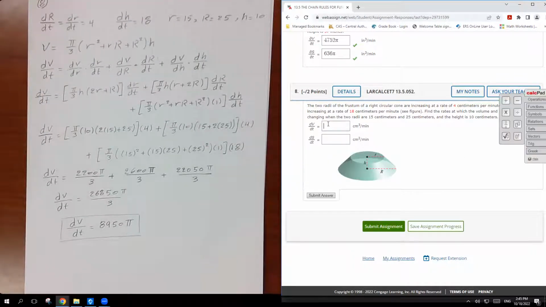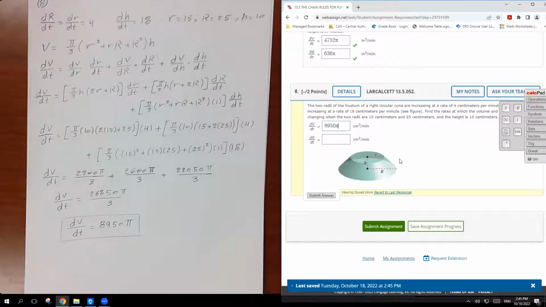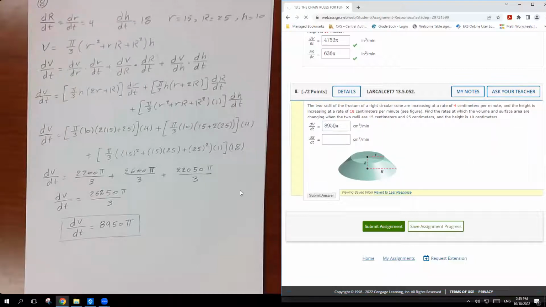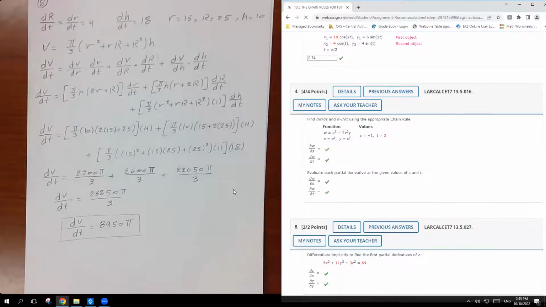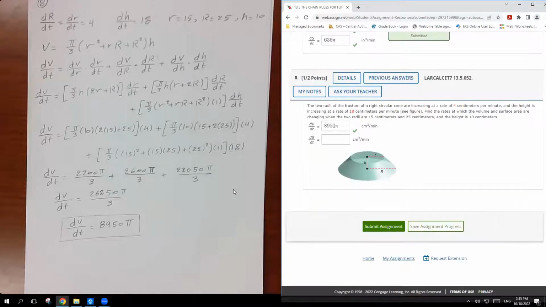So we're just going to type here 8,950 and pi. Yes, pi. Let's check that. The next part of this question is going to be a little bit longer.